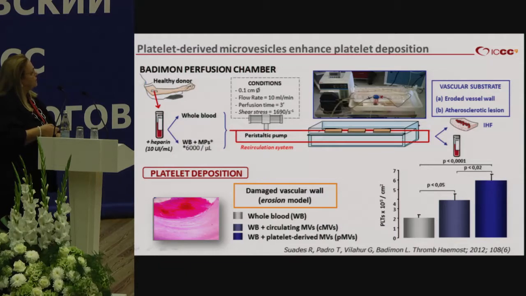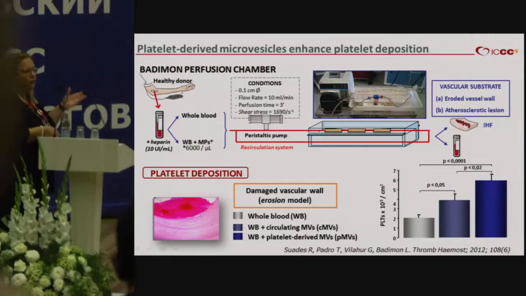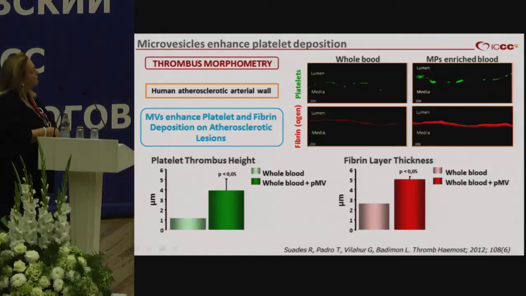But not only that, we also wanted to analyze what happened if we put not circulating microparticles, but platelet-derived microparticles. And this is this next diagram. So this is the effect of circulating microvesicles without characterization, and this is the effect of platelet-derived microvesicles. We believe they are carrying tissue factor and possibly has a role in this increase in thrombus formation that we find in this situation. Now we analyze also fibrin deposition.